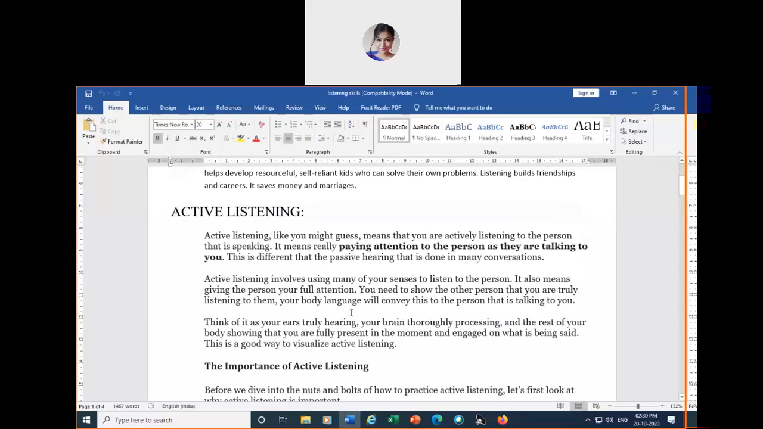So, active listening involves using many of your senses to listen to the person. It means giving full attention to the person. It means that you are giving your 100%, you're paying attention, and you are giving your full attention to the speech, to the speaker.